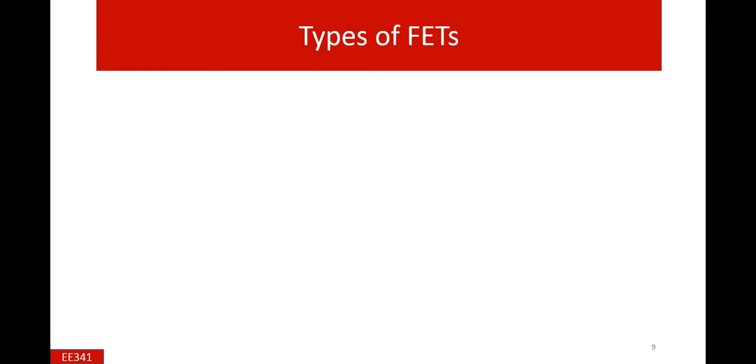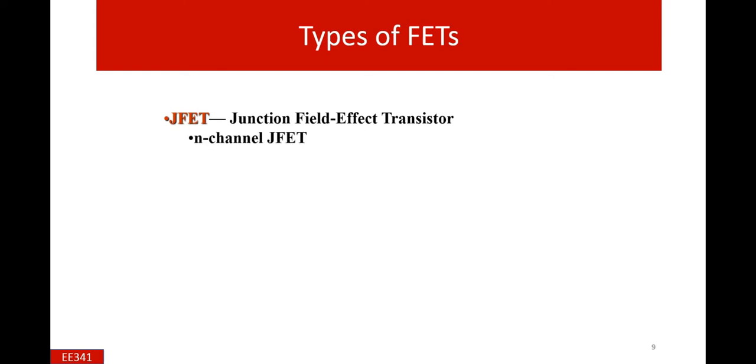Okay, FET field effect transistors have three terminals, and there are three types of FETs we discuss in this course. First one is the JFET. Keep in mind these terms. JFET is the junction field effect transistor, and we will cover it extensively. There are two further types of JFET: N channel JFETs and P channel JFETs.